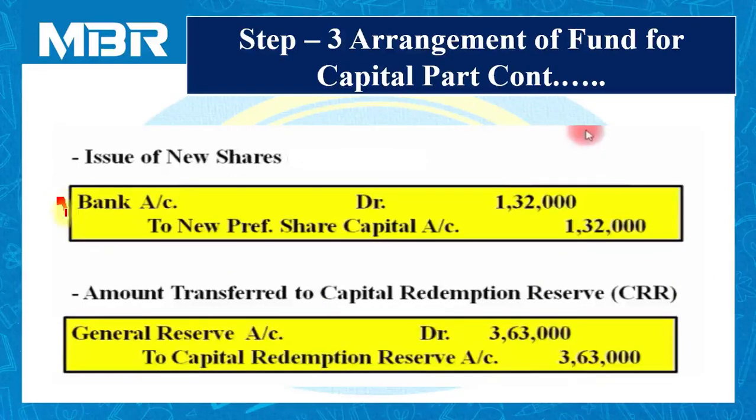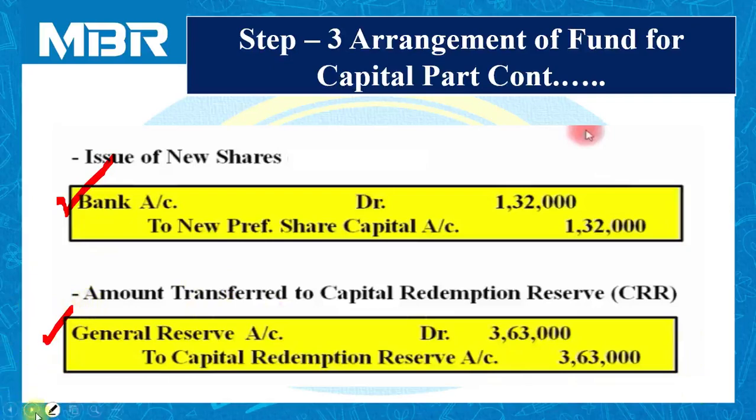First, the issue of new shares. Bank account debited 1,32,000 to new preference share capital account 1,32,000. And the amount transferred by the company to CRR: we have transferred rupees 3,63,000 from the general reserve account to CRR. So the journal entry: general reserve account debited 3,63,000 to capital redemption reserve account 3,63,000.